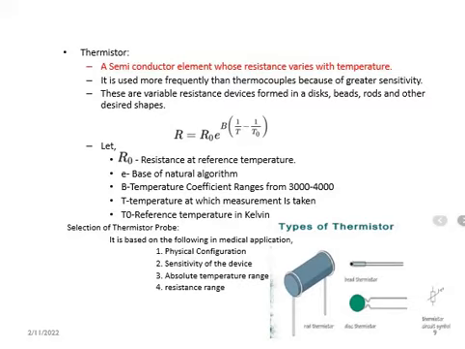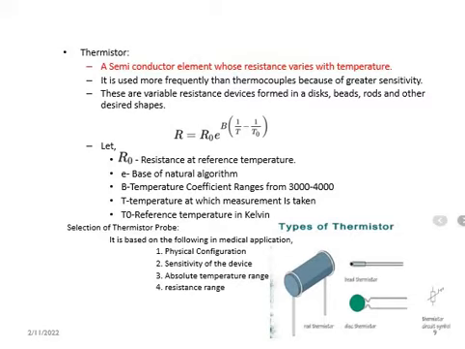The thermistor resistance depends on the following parameters: R naught is the resistance at the reference temperature, e is the natural logarithm base, B is the temperature coefficient ranging from 3000 to 4000, T is the temperature at which the measurement is taken, and T naught is the reference temperature in Kelvin.